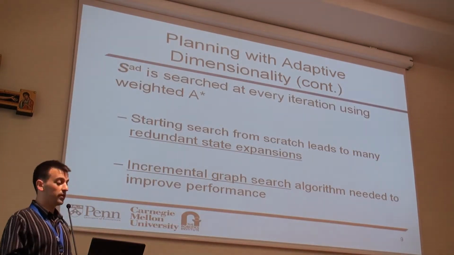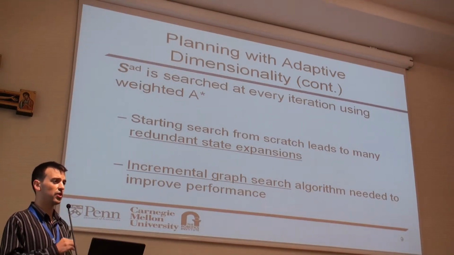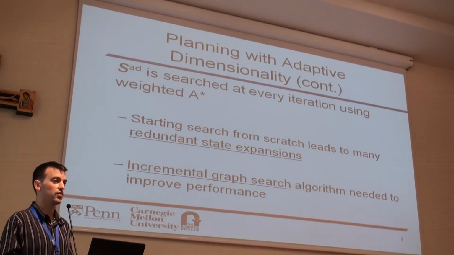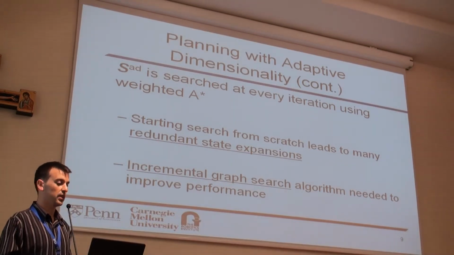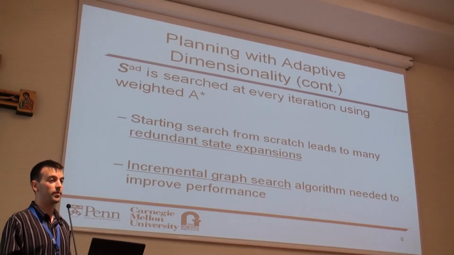So our algorithm searches the hybrid state space at every single iteration. Starting this search from scratch at each iteration is very wasteful as it leads to many redundant state expansions. So a suitable incremental graph search algorithm can improve performance significantly.